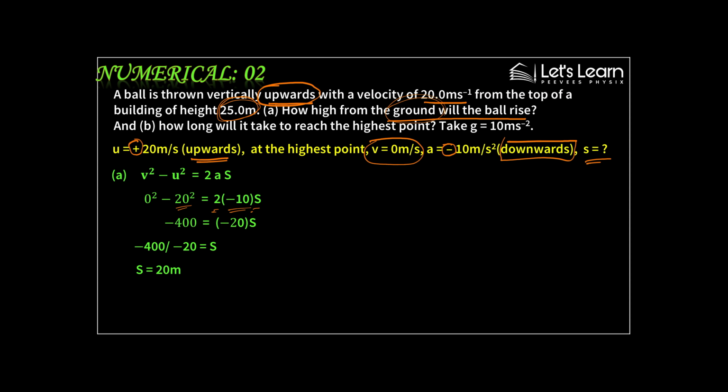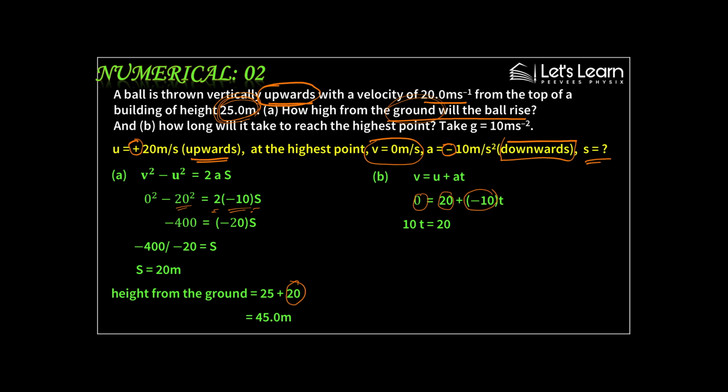So how high from the ground does the ball travel? 25 meter already, the top of the building, plus the extra 20 it has traveled. So the final answer becomes 45 meter. And the next part, how much time does it take? Simple formula, v equals u plus at. We know v is equal to 0, u is 20, a is minus 10. Taking minus 10t to the other side, 10t is equal to 20. So t is equal to 20 divided by 10, which gives you 2 seconds.